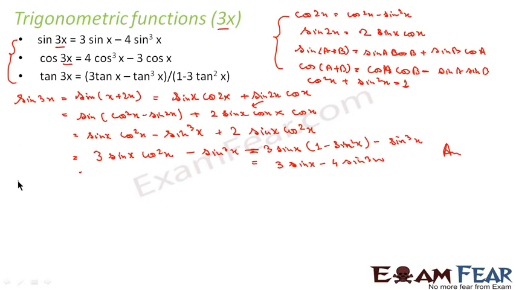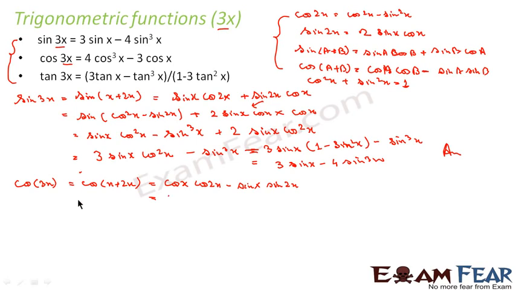Similarly, let's prove cos 3x. Again in similar fashion we can write cos 3x is nothing but cos of x plus 2x, and we'll use the formula. So this will become cos x cos 2x minus sine x sine 2x. Now cos 2x, because we are writing everything in x form, we don't want it in 2x form, so we'll now change this to x form. So cos 2x is equal to cos square x minus sine square x.